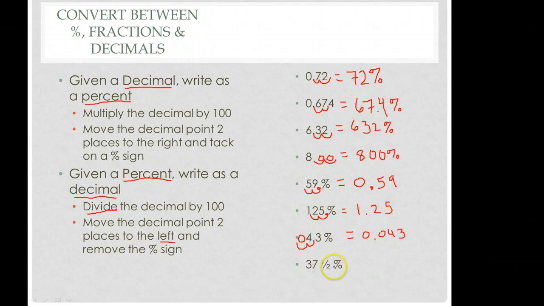I have 37.5%. Now, in order to convert this to a decimal, I first need to change the 1/2 to a decimal. So you can type it in your calculator, or you can remember that a half is the same as 0.5. So change it to a decimal first, and now that I have my decimal, I move the decimal 2 places to the left, and so 37.5% is the same as 0.375.